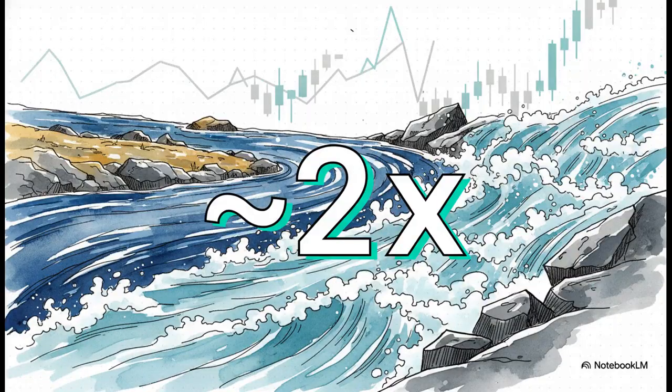The answer is roughly 2 times. On average, silver's monthly price swings are about twice as wide as gold's. So a good way to think about it is if gold's price movement is like a big, powerful river flowing steadily downstream, silver is like class 4 rapids on that same river. It's generally headed in the same direction, but man, there's a lot more churn and turbulence getting there.